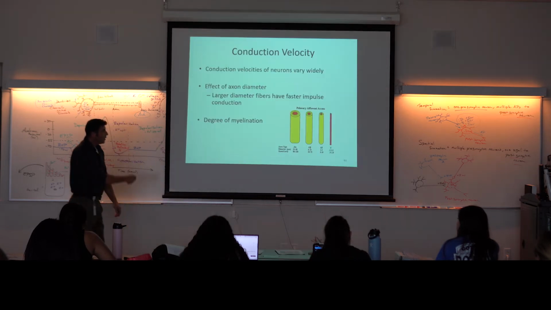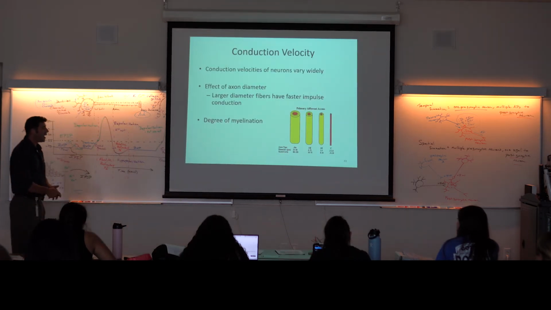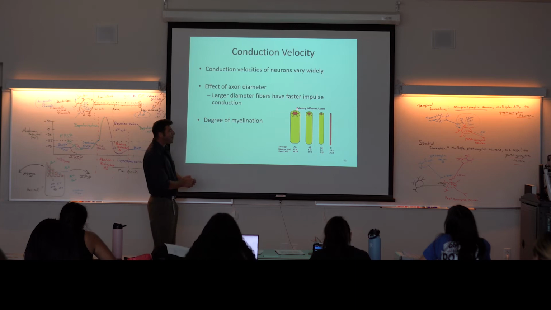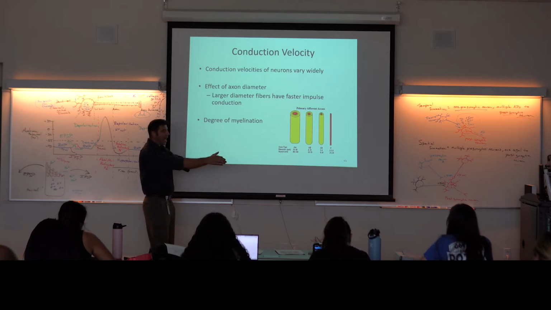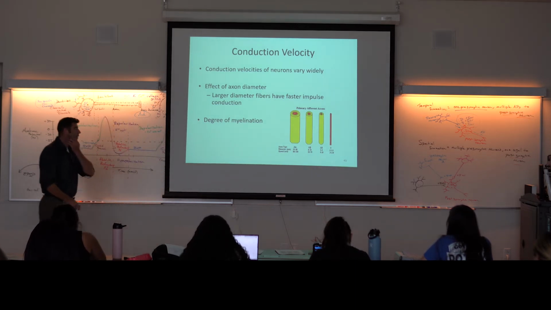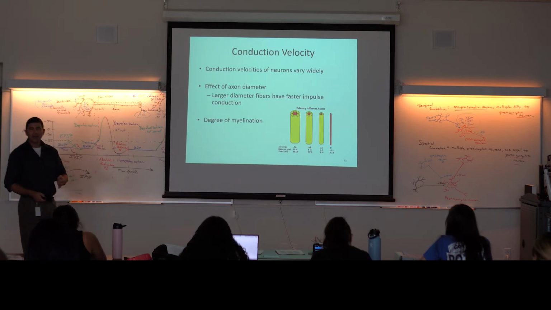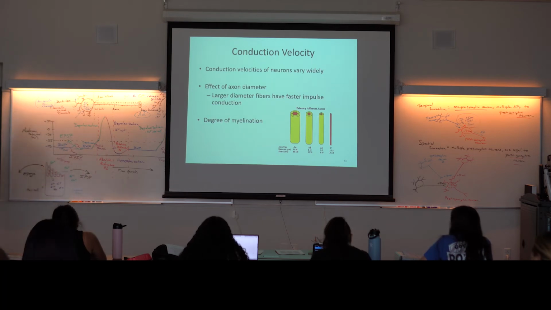The final thing, which was on this slide, has to do with the diameter of that neuron. We're going to see that the larger the diameter of a neuron, the faster that action potential can travel along it. Versus the smaller the diameter, it's a slower signal.